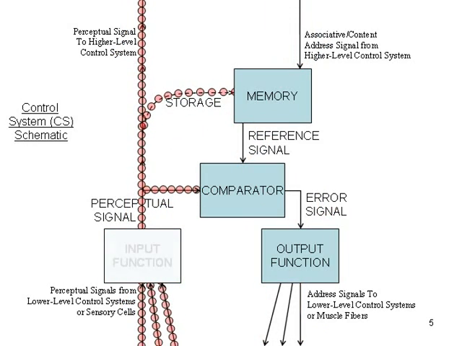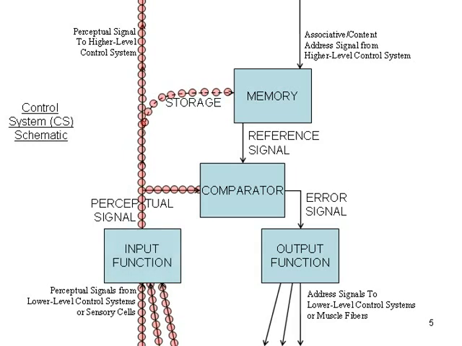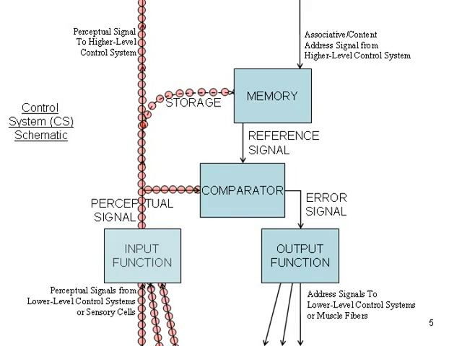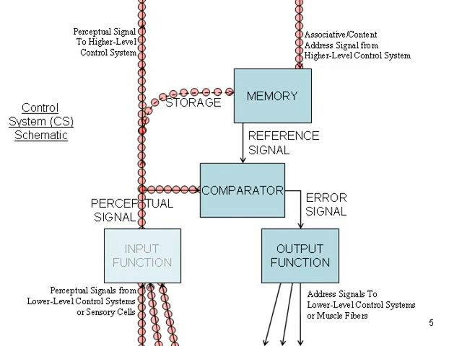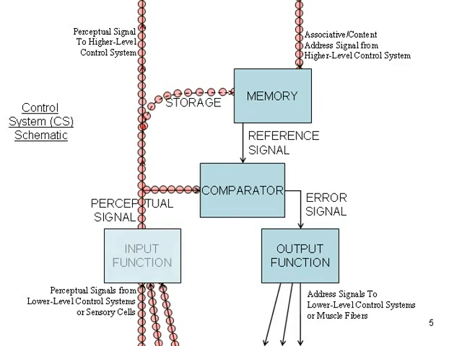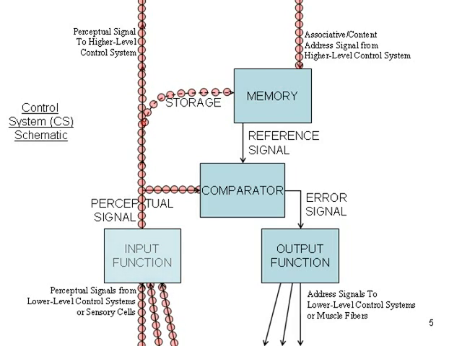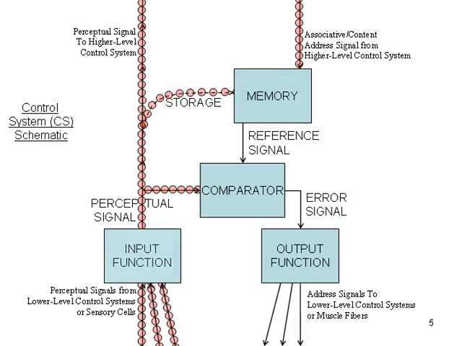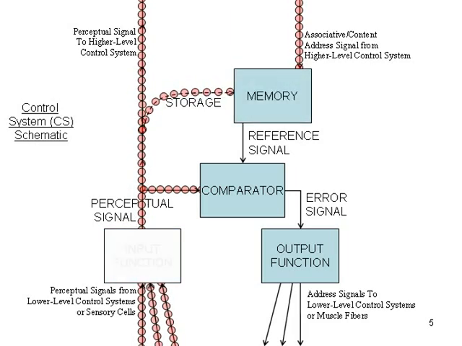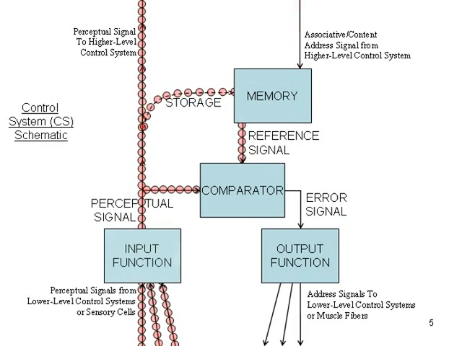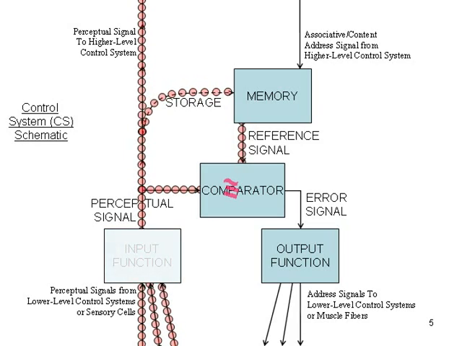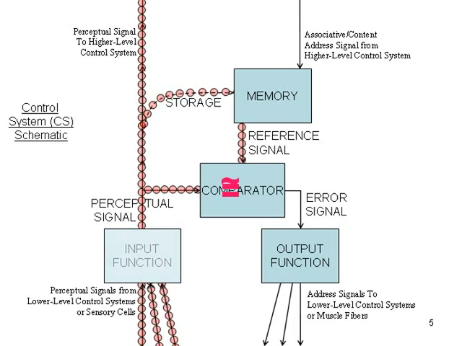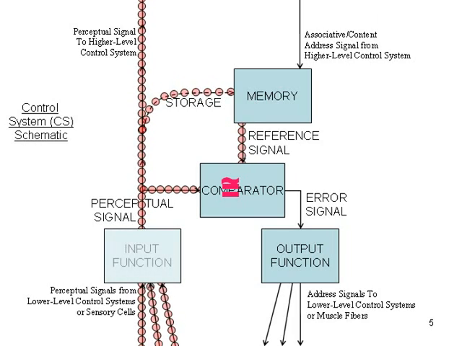So here's a typical CS in its resting state. Perceptual signals come in constantly and are processed and passed on. But when a higher level CS addresses, in other words, Googles, a CS's memory, it springs into action. Selecting from stored perceptions which match the address signal, memory sends a reference signal to the comparator. If the comparator determines that the perceptual signal from the input function sufficiently approximates the reference signal, it does nothing.